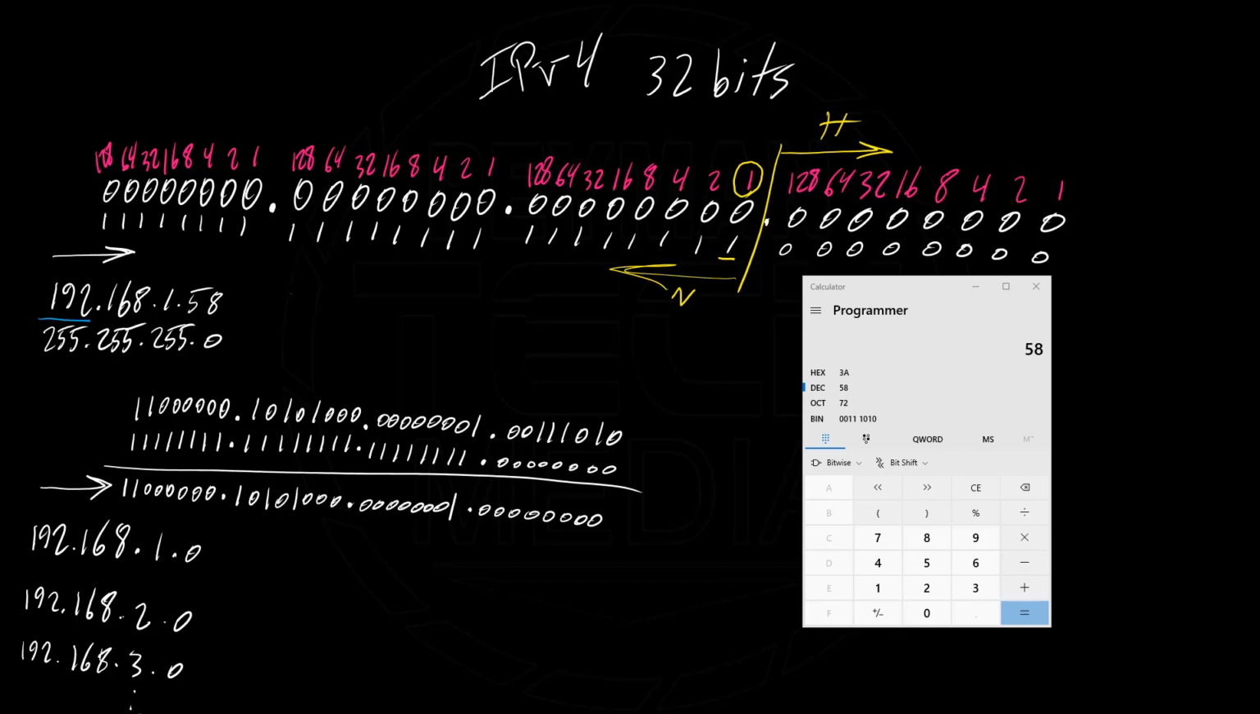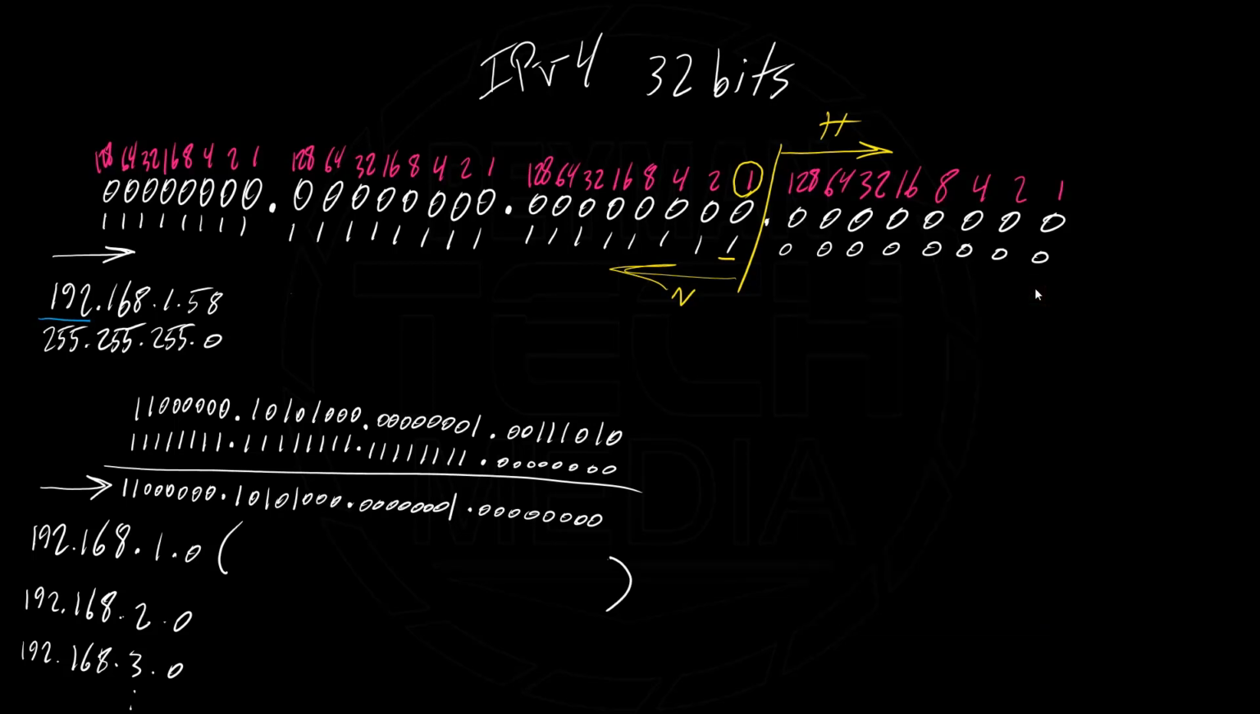But this IP address that they gave us, 192.168.1.58, falls into the first network, because here we can see 192.168.1.0. Okay, let's go ahead. We don't need this calculator, so let's close that.